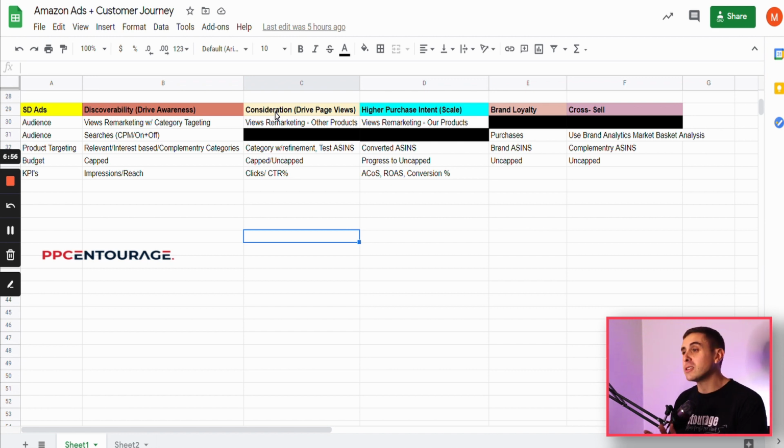Next, with the consideration phase, this is when we're trying to be considered over our competition. So let's say you have a better price, or you have a better review star rating, or there's some kind of advantage on your product over your competitor's product. This is where we want to drive sales through the consideration phase and get more page views and more visibility for your product. Now, you can use sponsored display on all these different phases of the customer buying cycle.